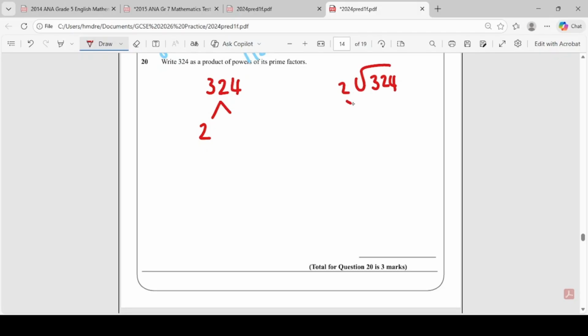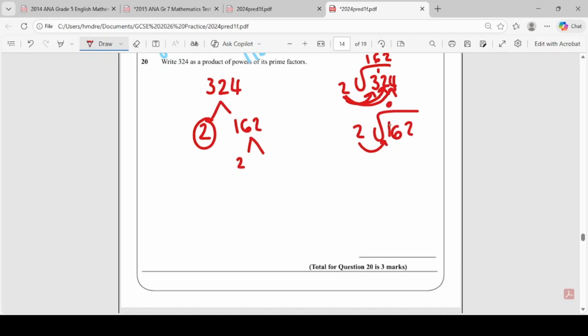So divided by 2. 2 goes into 3 one time, remainder 1. 2 goes into 12 6 times. 2 goes into 4 twice. That is 162. And then I circle my prime number as I go. 162, I'm going to just divide it by 2 again. 2 goes into 1 0 times, 2 goes into 16 8 times, 2 goes into 2 1 time, so 81.